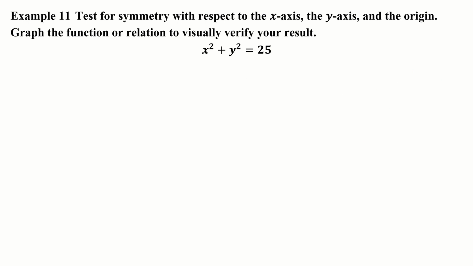All right, let's check this one. X squared plus y squared equals 25. You should recognize that as a what? That's a circle, and it's centered at the origin. So one would hope and expect to have all kinds of symmetry, right? Well, let's see. If you want to check symmetry with respect to the x-axis, we're going to replace y with negative y.